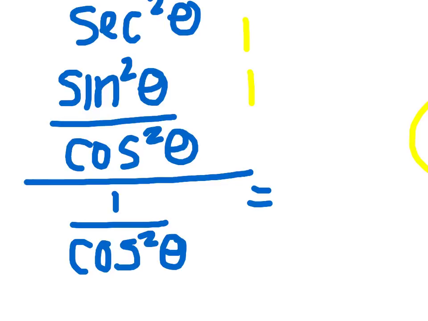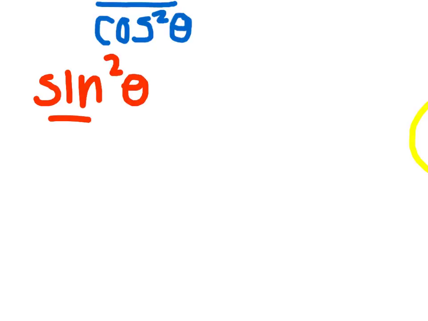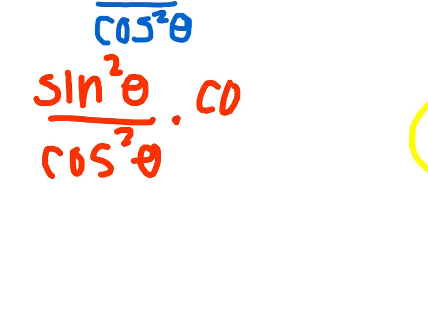Now at this point it looks a little bit complicated. However, we know that when we are dividing by a fraction, it really just means that we are multiplying by the reciprocal. So I'm going to think of this as sine squared over cosine squared times cosine squared over 1.